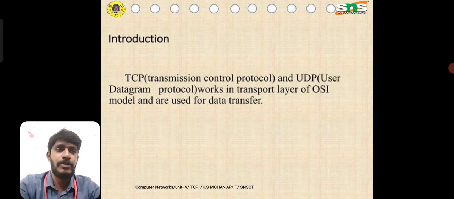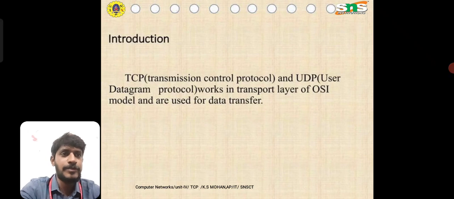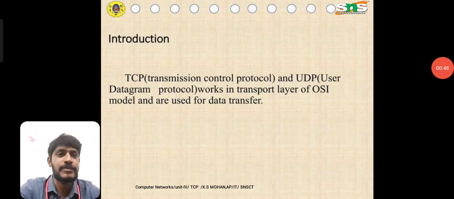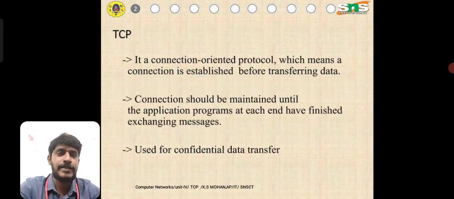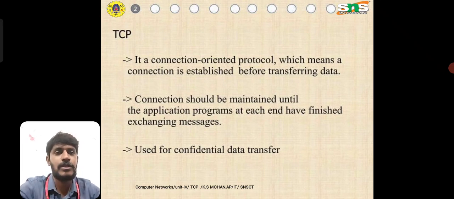So TCP, we all know, is the Transmission Control Protocol and UDP is the User Datagram Protocol. They work in the transport layer of the OSI model and are used for data transfer. It is a very important thing in the transport layer for data transfer. In the OSI model, this protocol, the Transmission Control Protocol, plays an important role.